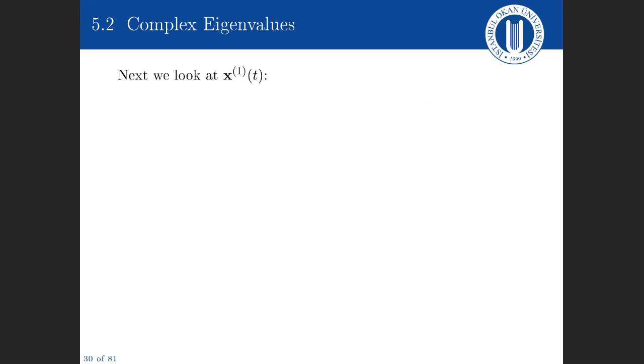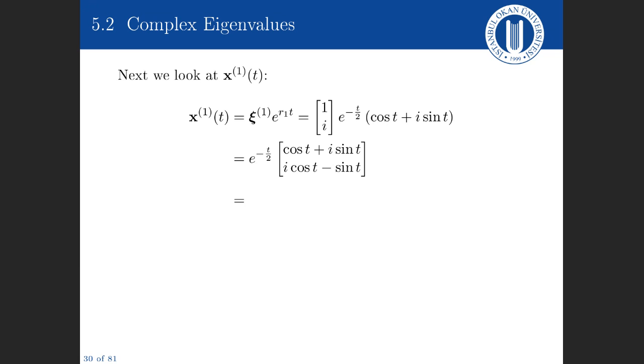We need to write down x1. x1 is xi1 e to the power r1t. That's (1, i) e to the power minus t over 2 (cos t plus i sin t). And I want to rearrange this so that I'm separating all of the real terms from the imaginary terms.